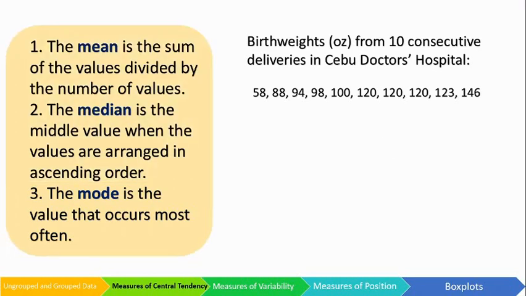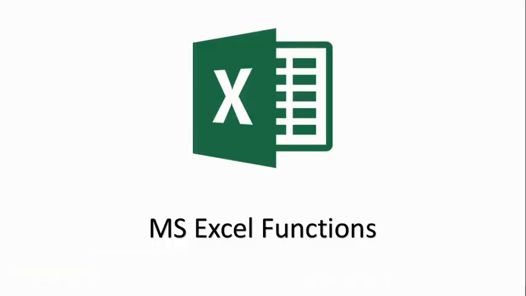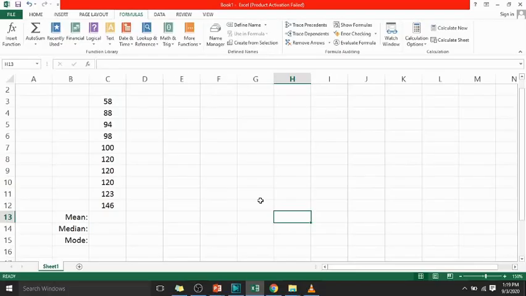To summarize, the measures of central tendency for this particular distribution using the definition and manual processes are the following. The mean is 106.7, the median is 110, and the mode is 120. But what if we wanted to use Microsoft Excel to perform the operations? What are the formulas involved?